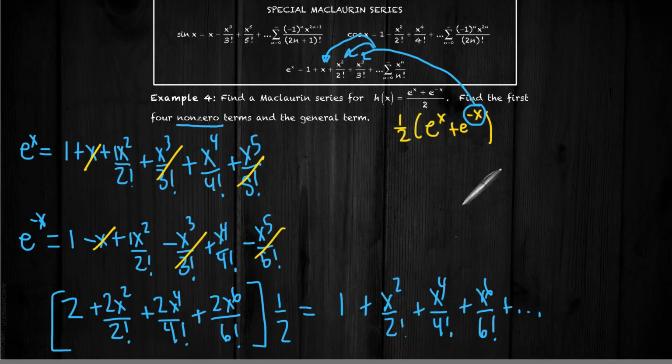So this kind of looks like the cosine Maclaurin series, except it's not alternating. You have even powers over even factorials. So we can write this simply as the cosine function, except without the alternating part. So that's going to be x to the 2n over 2n factorial.